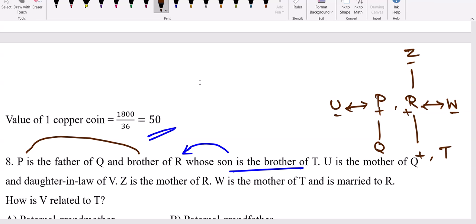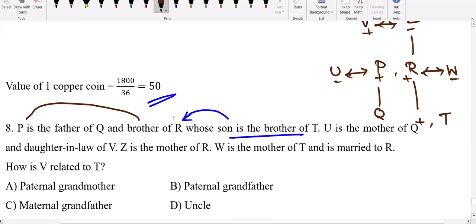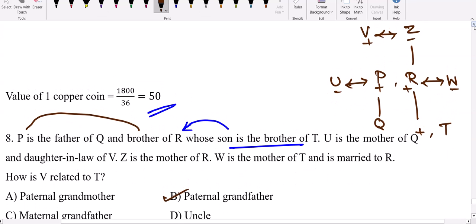U is daughter-in-law of V. Daughter-in-law means son's wife. V and Z are married couple. Okay. So V and Z's sons are P and R. P is son of V. Son's wife is daughter-in-law. Now question, how is V related to T? T's father, father's father means paternal grandfather. Option B, paternal grandfather. Because T's father is R, R's father is V. Father side paternal, mother side maternal. P and R both are sons of V and their children are Q and T respectively. So T's father's father, paternal grandfather.